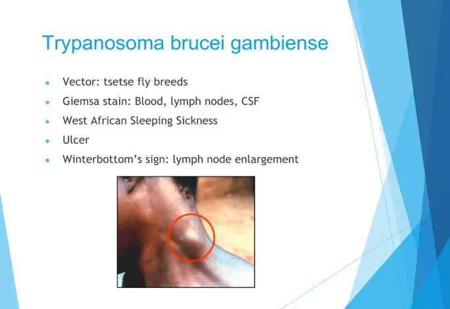They may have something called Winterbottom sign, which is just where their lymph node has enlarged, and you can see a picture of that. The organism can be spread in severe cases and get into their spinal fluid and cause retardation and meningoencephalitis and even death.